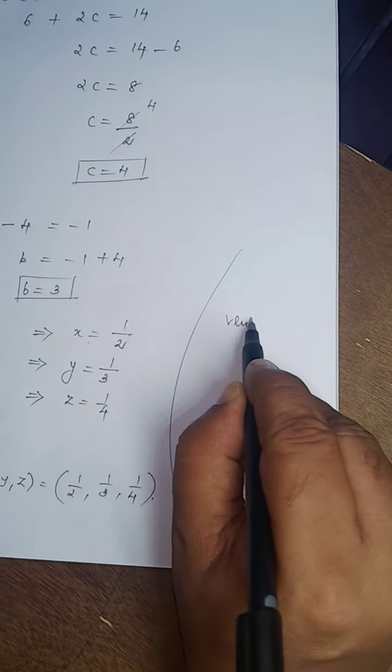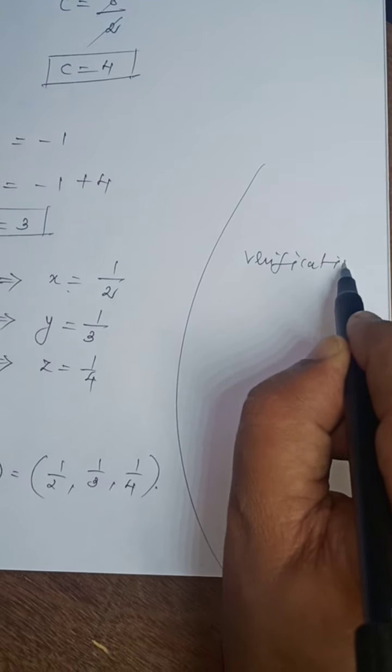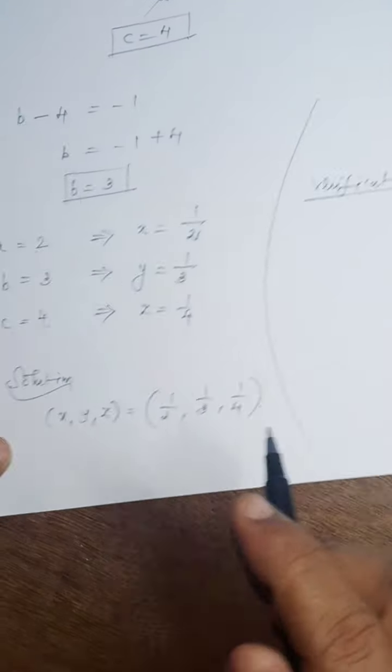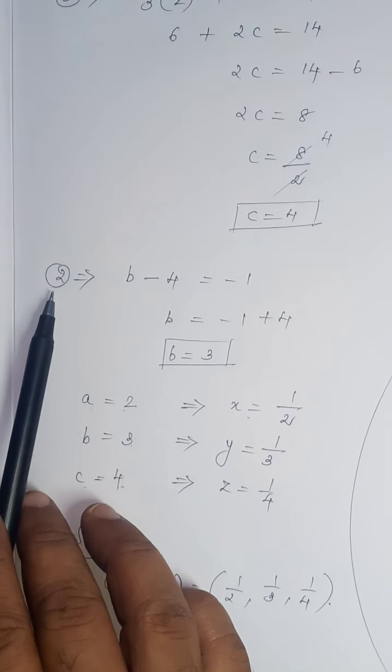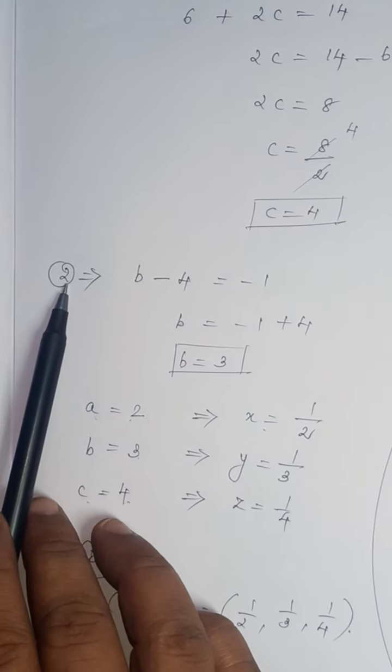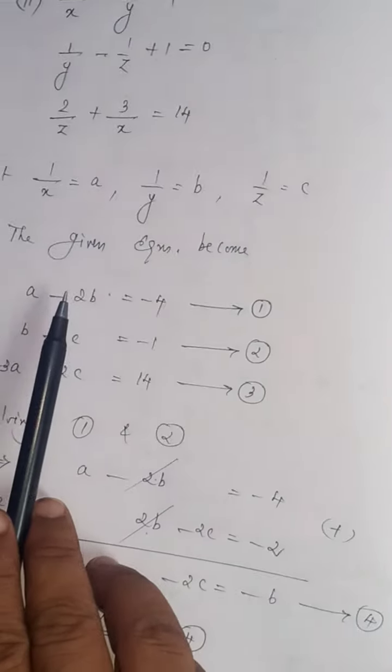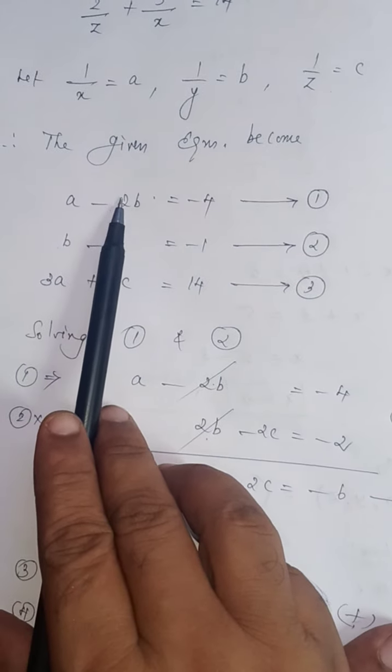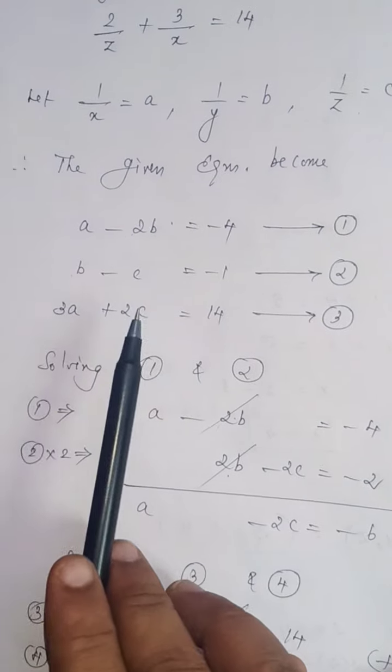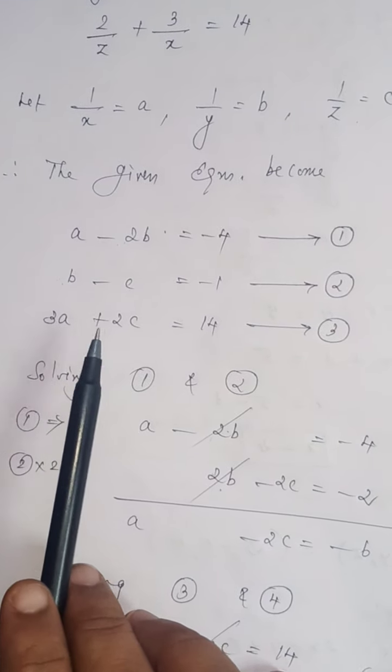Verification. I already told you the verification part is only for our reference, for checking whether the answer is correct or wrong. Which equation did you take at the last? Second equation. So we can consider either first or third. Which one can we consider? Shall we take third for verification? I take third. LHS of third.